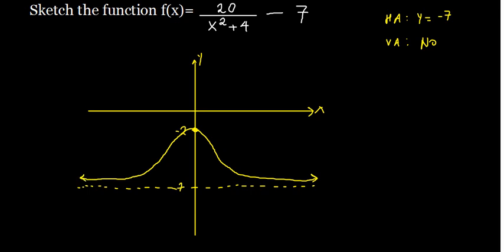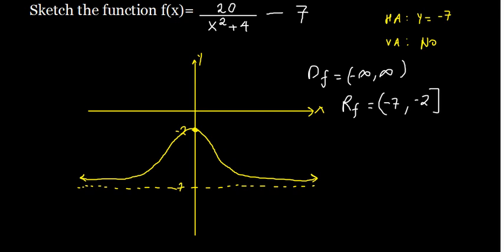So then the domain of this function is all the values of x from negative infinity to positive infinity. There is no limit. But for the range of this function, the smallest we can have is −7, and the highest we can go is −2. We are including −2. −7 is an asymptote. So this is going to be it for this function.